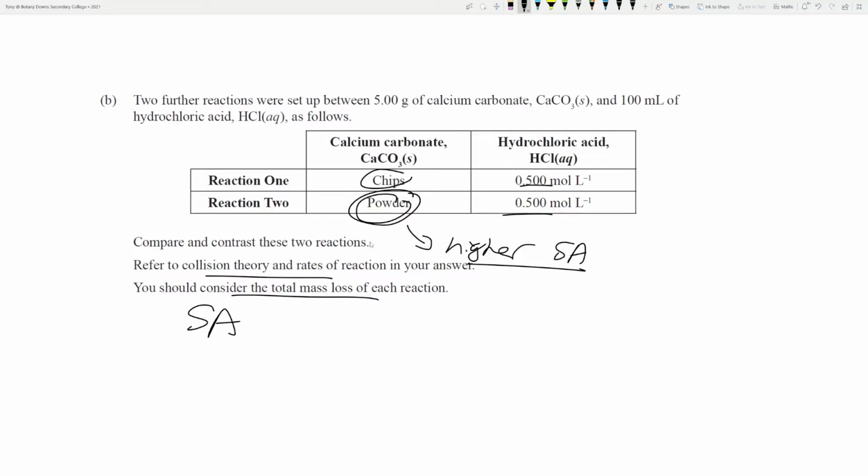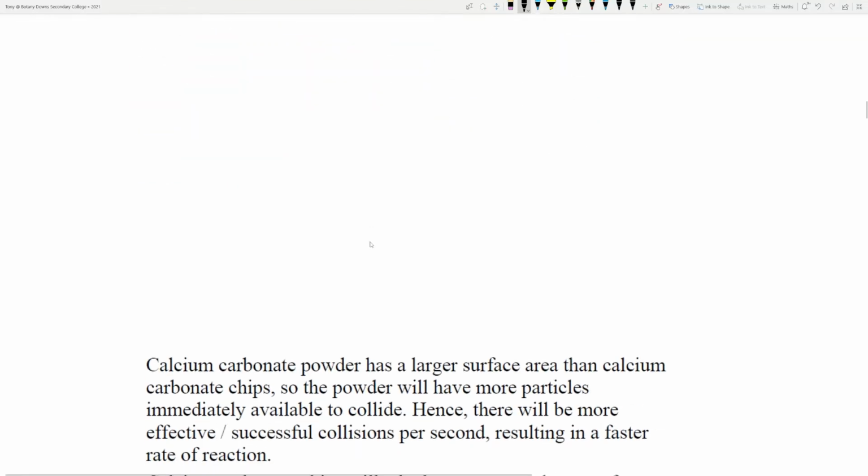Okay, but at the end, because your concentrations are the same, you have the same amount of calcium carbonate, you will produce the same amount of carbon dioxide gas. So that means the end product will be the same, but just one happens a lot quicker.